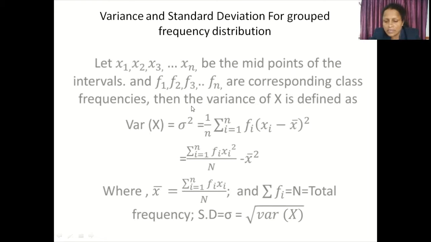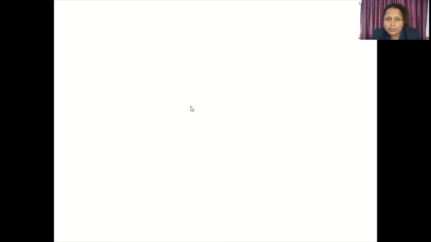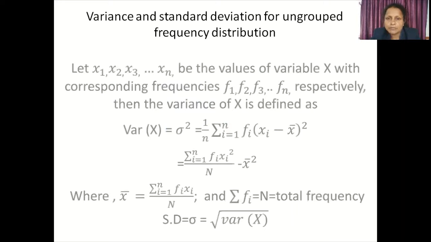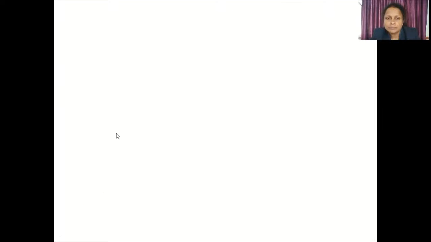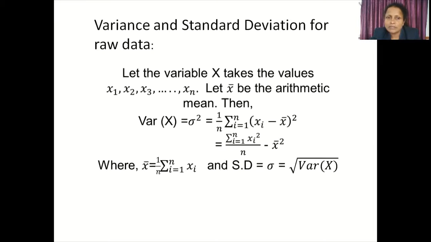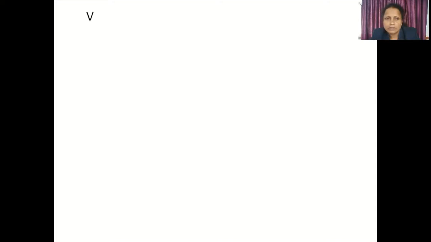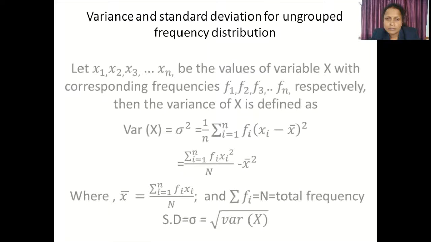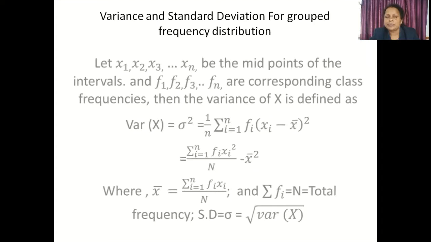वाटल्यास तर आपण एक स्लाइड परत मागे जाऊन बघूया अनग्रुप्ड डाटासाठीची. सेम रिझल्ट आहे, फक्त आपण इथं काय म्हटलं होतं, x1, x2, xn बी द व्हॅल्यूज ऑफ द व्हेरिएबल x. आणि इकडे काय म्हणतोय आपण, तर x1, x2, xn बी द मिड पॉइंट्स. येतोय का लक्षात डिफरन्स बघा.